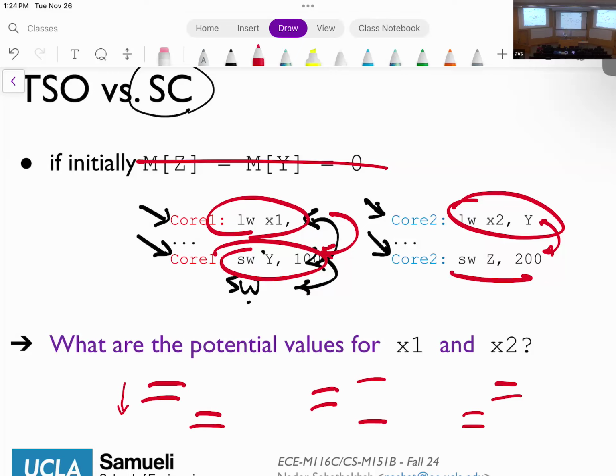Under no consistency, then these two can also be switched. These two can also be switched. So there are many, many possibilities that you can have in this code. Okay? Questions?